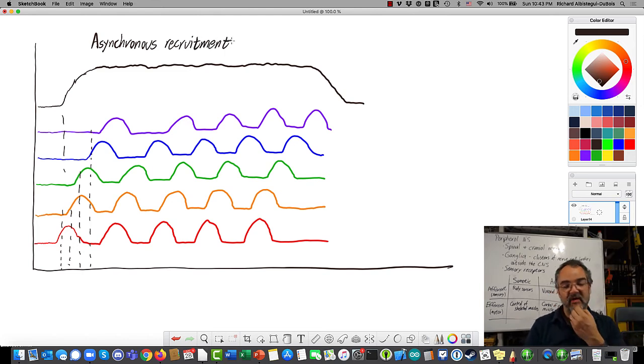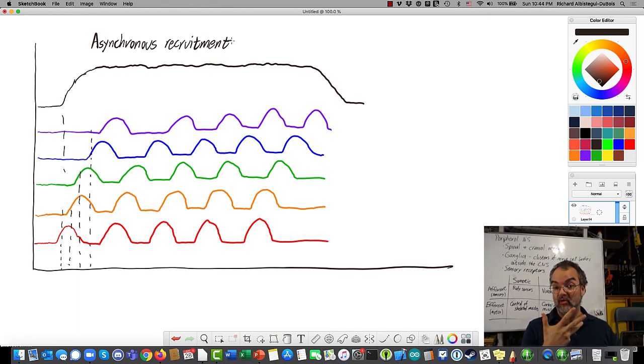The process by which we have multiple motor units asynchronously, out of sync with each other, take turns twitching, so that there's always somebody involved, usually several, which produces sustained force over time. Now looking at this graph, how could I get more force? I can see two ways.